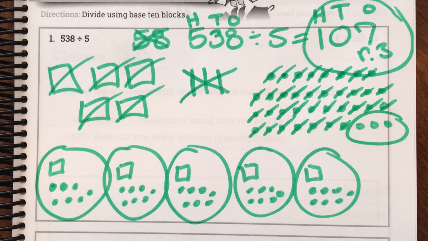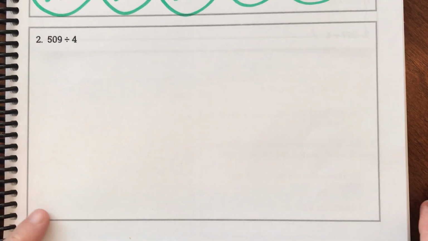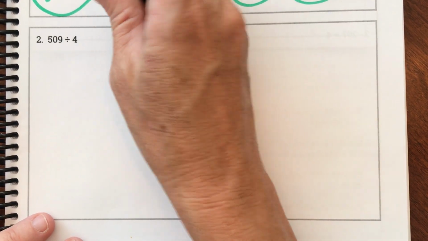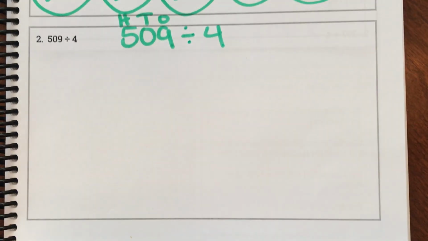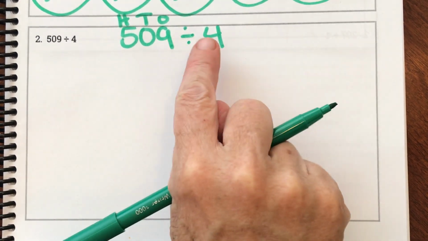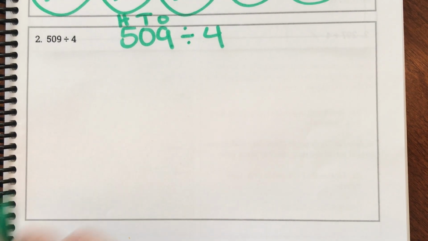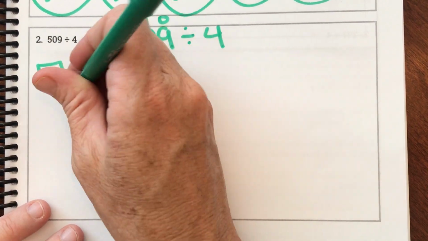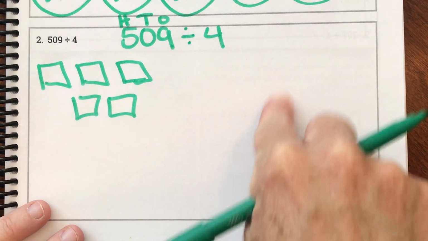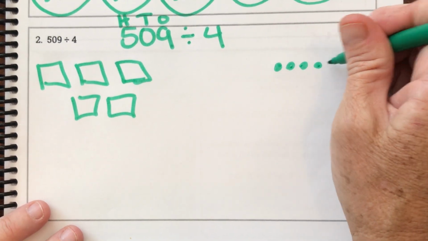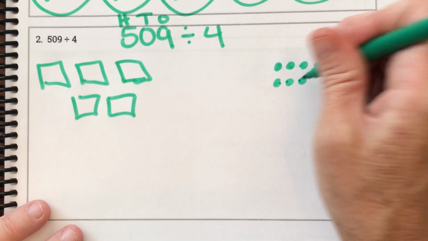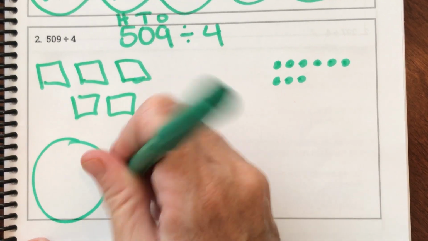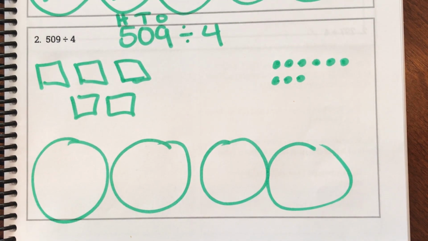Okay, let's do one more of these together. This one is 509 divided by 4. So my divisor is 509, and they want me to divide it by 4 groups. I'm sorry, my dividend is 509, and I'm dividing it into 4 groups, which is my divisor. So let's draw this. We have 5 hundreds, no tens, and 9 ones.